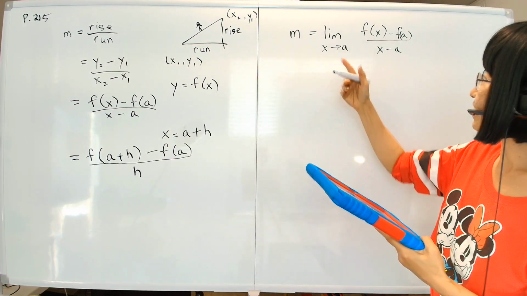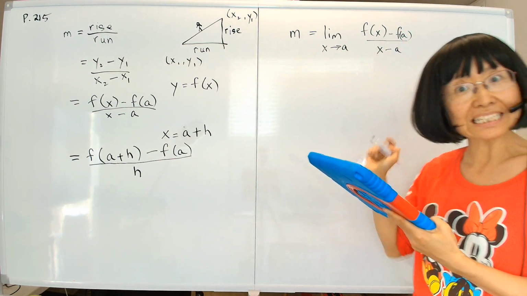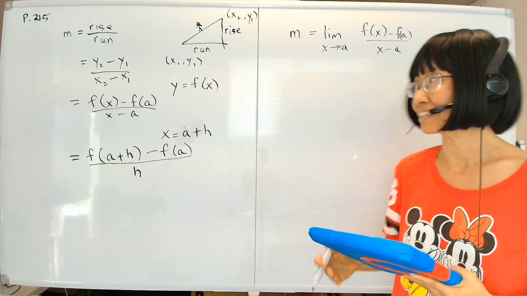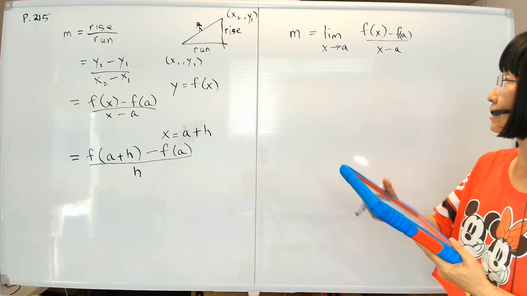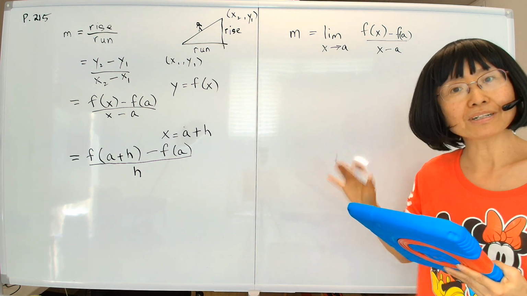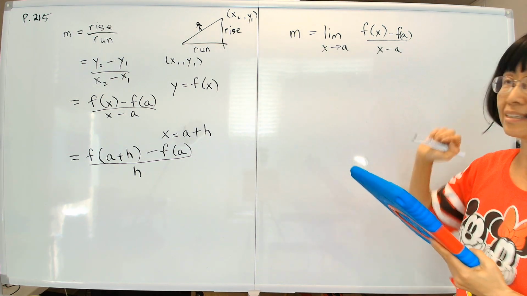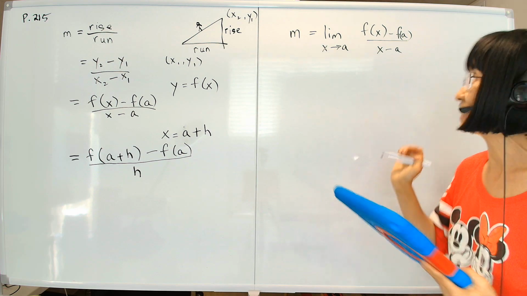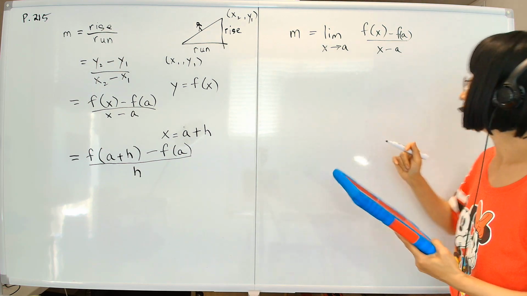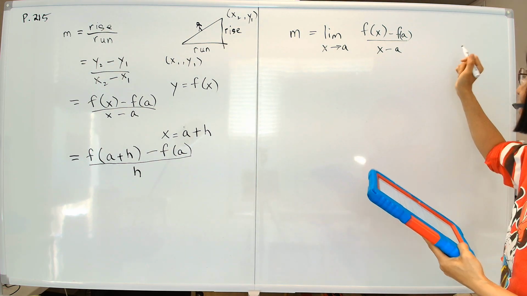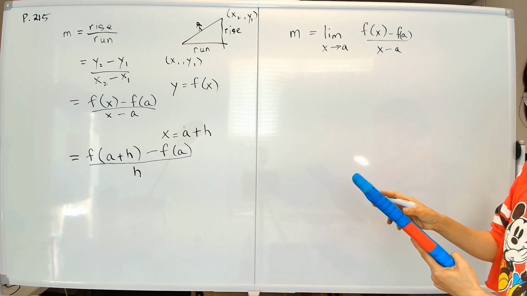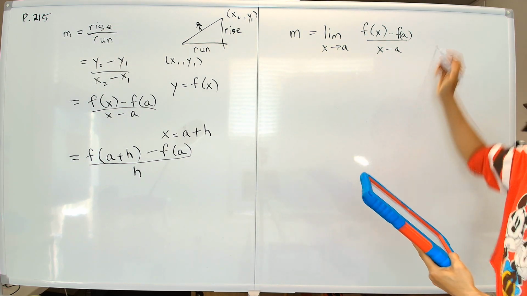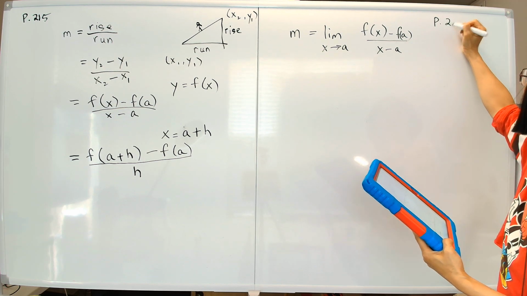Now, as you can see, as x approaches a, you're dividing by 0. That's what we've been talking about in the last section, the delta epsilon definition, remember? You cannot divide by 0, but we look not at a itself, but at the neighbors close by, and see what they do. So that is the slope of the tangent line. Right now I'm on page 217.